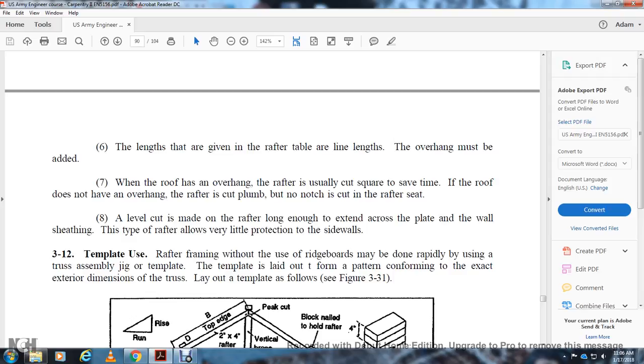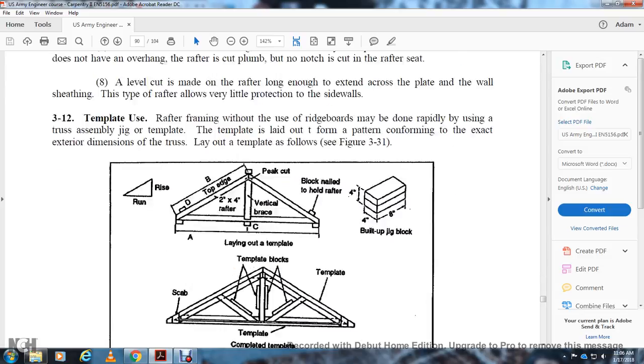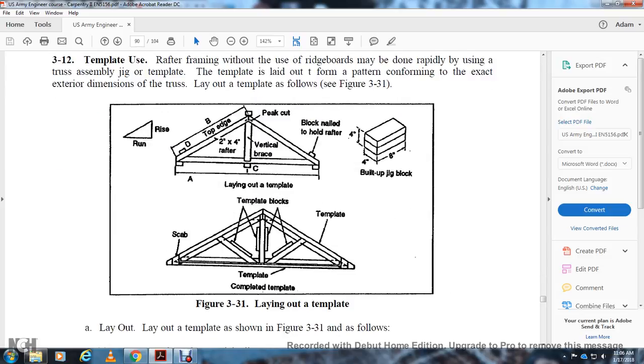Rafter framing without the use of ridge boards may be done rapidly using the truss assembly template. The template is laid out in one T form, the pattern conforming to the exact exterior dimension of the truss layout. The template is shown in figure 331. Alright, 331 shows the template.